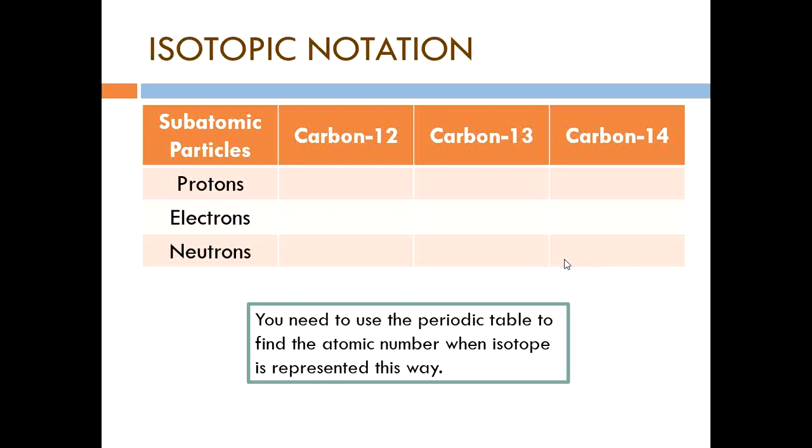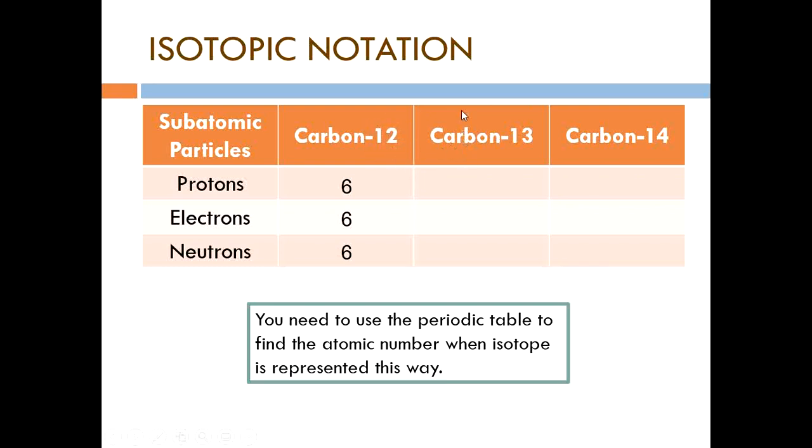So let's go through carbon 12 first. We have 6 protons. If you know protons, then you know the electrons. They have to be exactly the same. And then how do you get neutrons? You take the mass number minus the protons to get the neutrons, right? Because protons plus neutrons is equal to the mass number, which, again, is this dash number. That's the mass number.